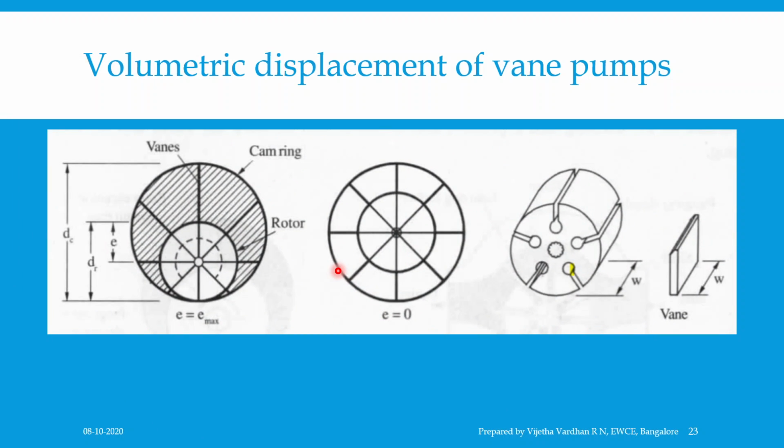Now you can see this is the figure for understanding purpose, where e is equal to e max, that is the maximum eccentricity, where the eccentricity of the vane is 0, and this is the pictorial representation of the vane pump you can see here.